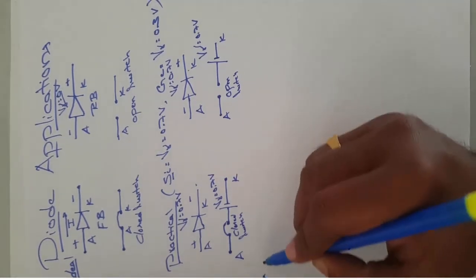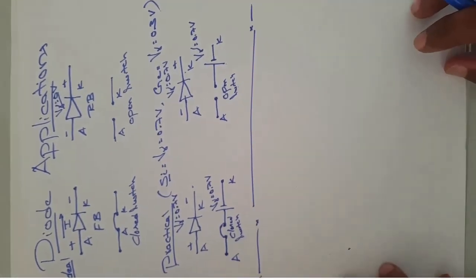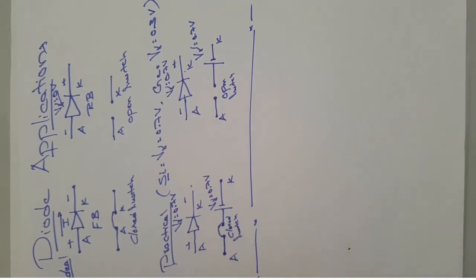Okay, let us start with a clipper. A clipper is a circuit which removes some unwanted portion of a given signal without disturbing the remaining portion of the signal. Then the circuit is called what? Clipper. Clear? Clipper means what?